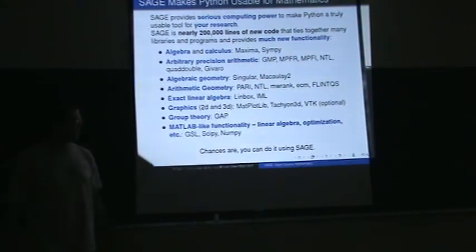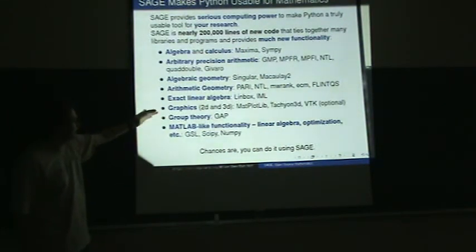And there's a lot of people that do that sort of thing. So the system is growing quickly with new code. Anyways, there's all this stuff for graphics, for group theory. There's a system called GAP which does group theory. There's a bunch of MATLAB-like functionality that's really pretty sophisticated.